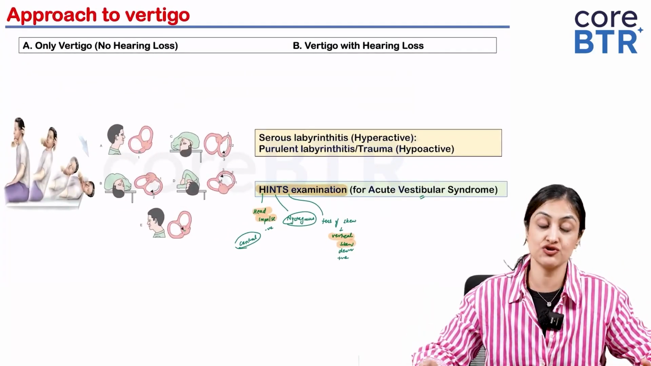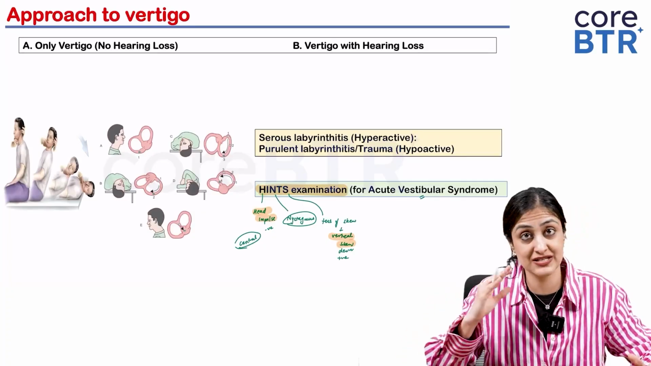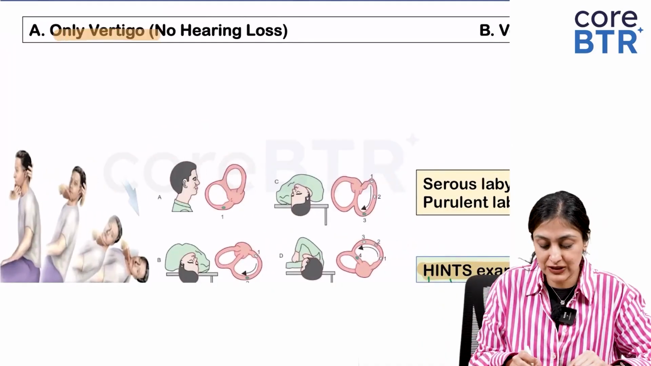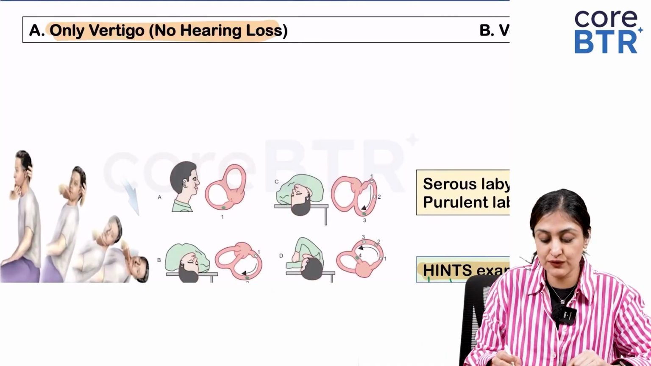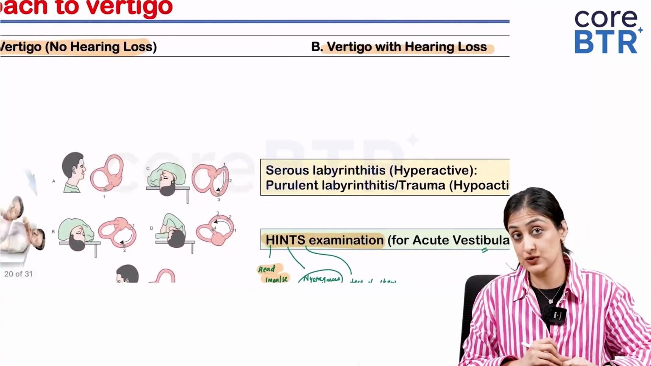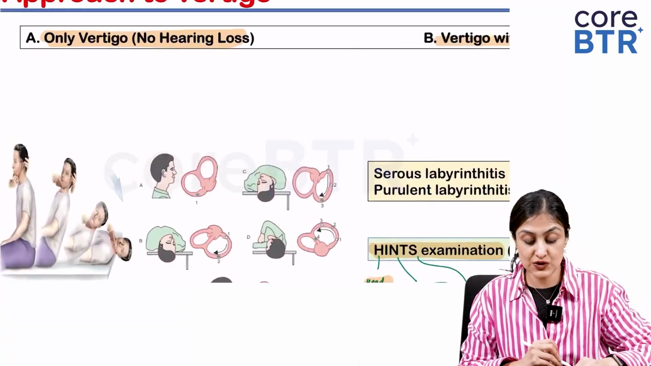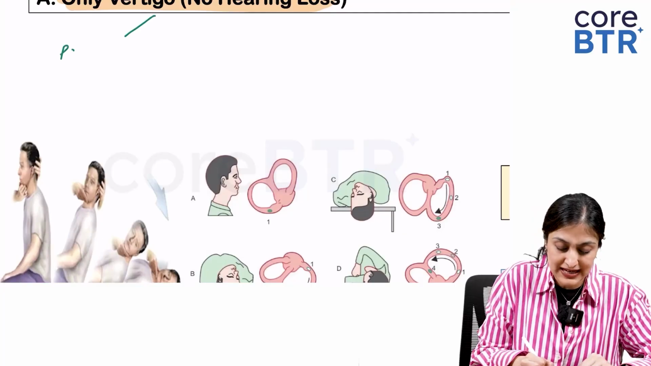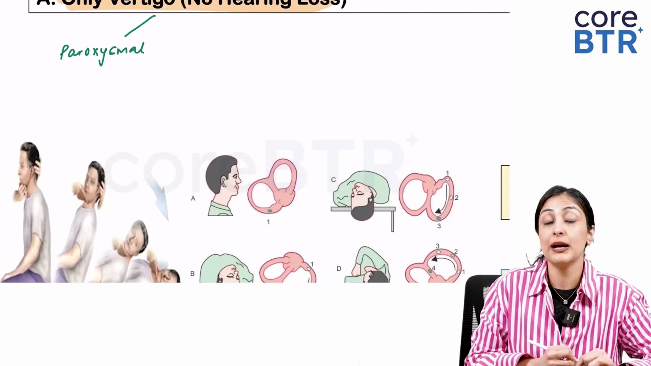So let's say I've reached a cause of peripheral nystagmus. It's the ear. Now what in the ear? What is the diagnosis? So there you follow this approach. Very useful for exams, okay? Whether there is hearing loss or not is what I have to see. So if there is no hearing loss, only vertigo. Now there are two possibilities. In first, the answer will be in the question only.